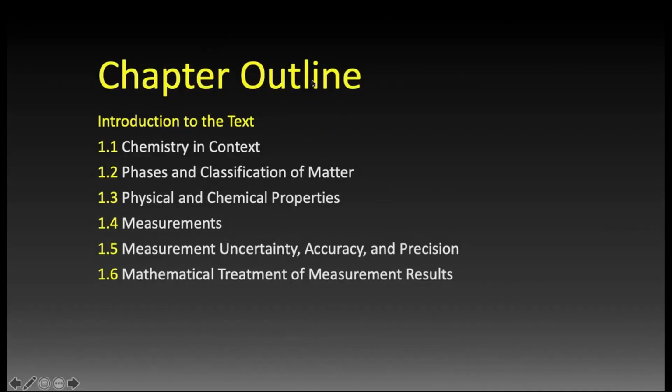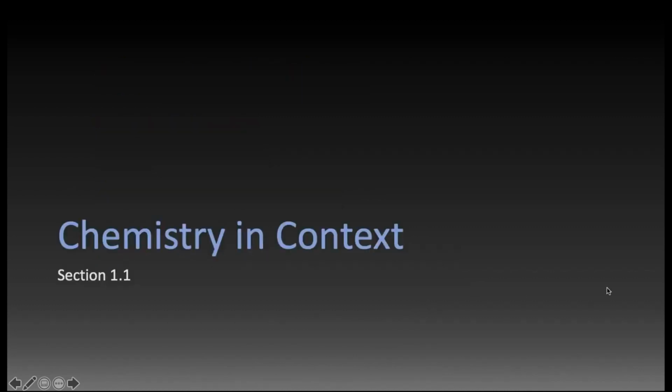Here's the outline for chapter 1. We have sections 1.1 to 1.6, and we're going to talk about each of these in turn. Let's focus on the first one, chemistry in context. Section 1.1.